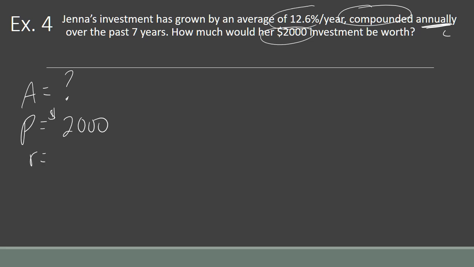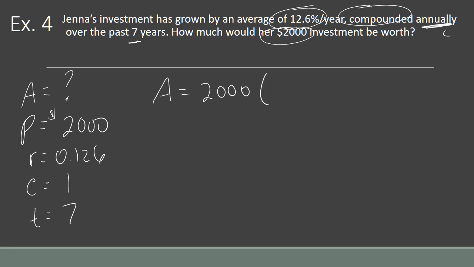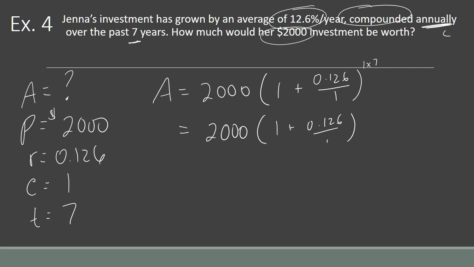Interest rate. Don't forget to divide that by 100. So 0.126. Compounding period says annually. That's just 1. Time, 7 years. Again, I'm not going to bother writing the formula. If you need to, you can. Starting amount, bracket 1 plus 0.126 divided by 1, and then 1 times 7. Make sure you do the exponent calculation first. 1 times 7 is just 7.